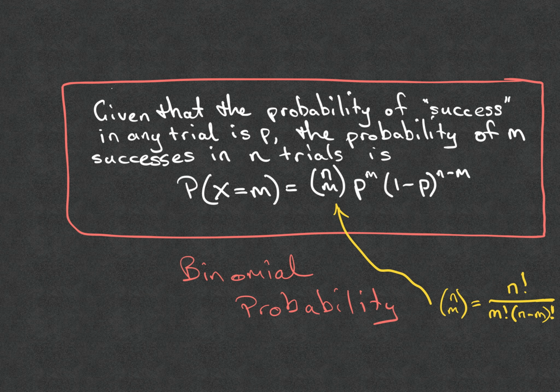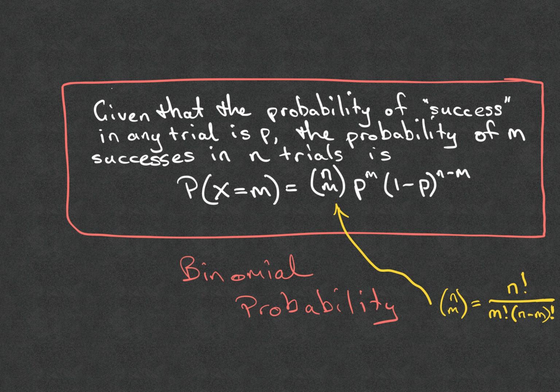I talk about where this general formula for the probability of a binomial distribution comes from in a different video, but for the purposes of this video, we're going to take it as a given. So assuming we have all those things checked off from the previous slide, given that the probability of a success in any trial is some number p, the probability of m successes in n trials is given by this equation. So the probability that X, our random variable for the number of successes, is equal to m is given by n choose m.